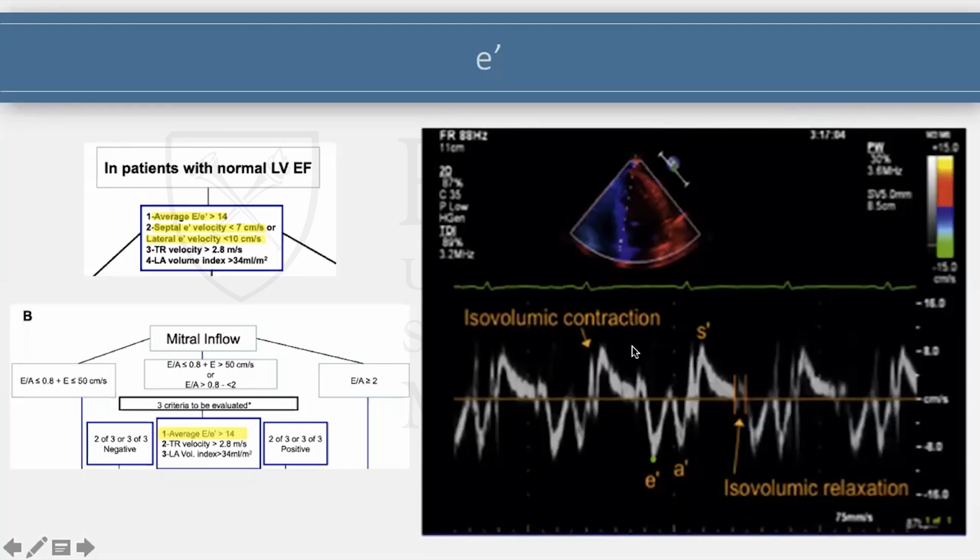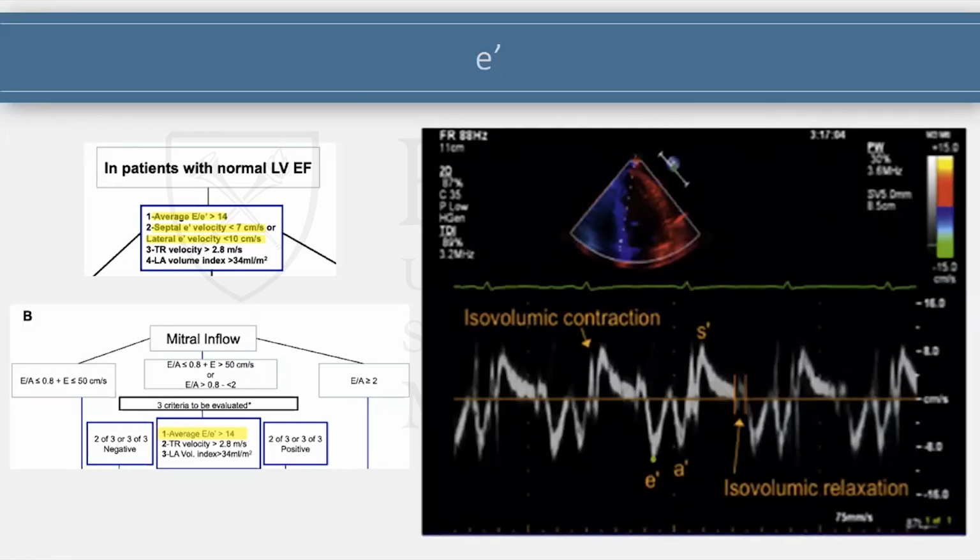When we do that, in a healthy heart, we get this typical waveform here. So a number of different spikes: your E prime in early diastole, your A prime in late diastole. You have a systolic spike as well, that's the S prime, and then bordering the S prime wave, you have these biphasic spikes on each end that correlate with isovolumic contraction and relaxation.